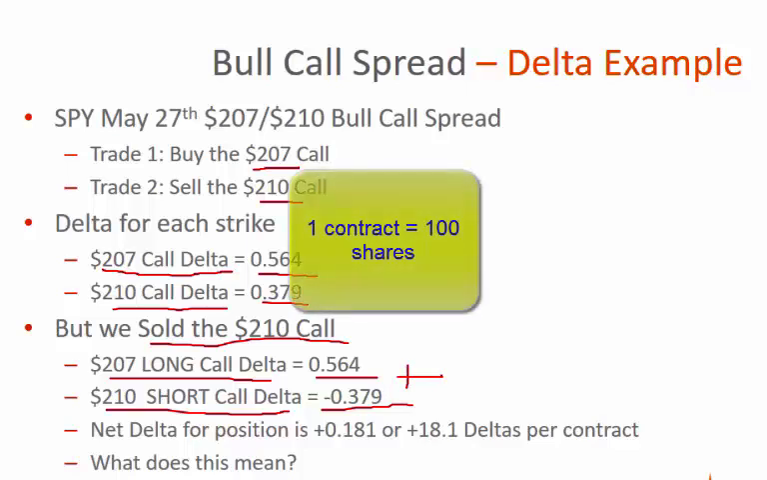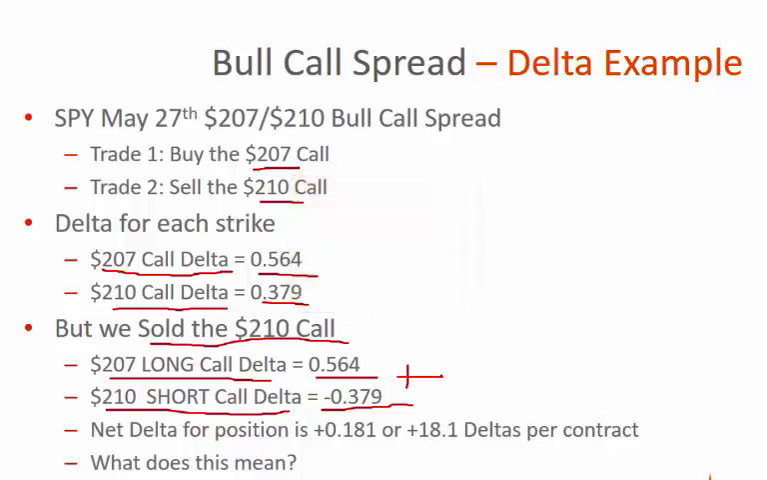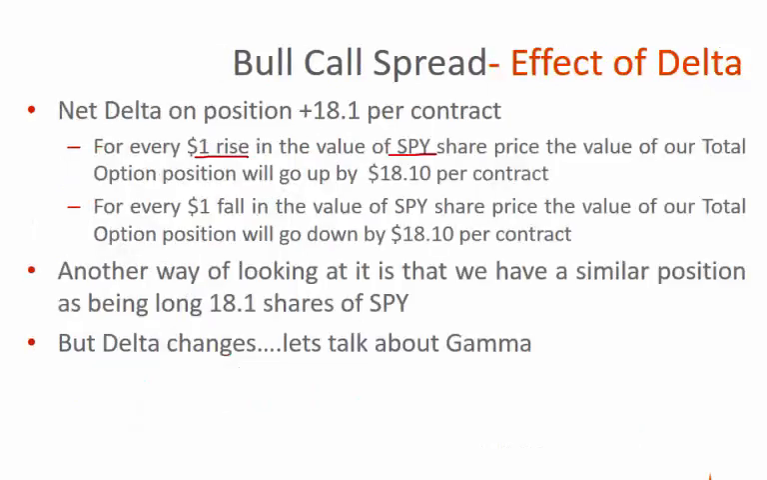Because remember, in the options market, one contract controls 100 shares of stock. So simply multiply the net delta position by 100 to get your delta per contract. But what does a positive delta of 18.1 mean for the trade? Well, for every $1 rise in the value of the SPY share price, the total value of our bull call position will go up by $18.10. And for every $1 fall in the value of the SPY share price, the value of our bull call option spread will go down by $18.10.